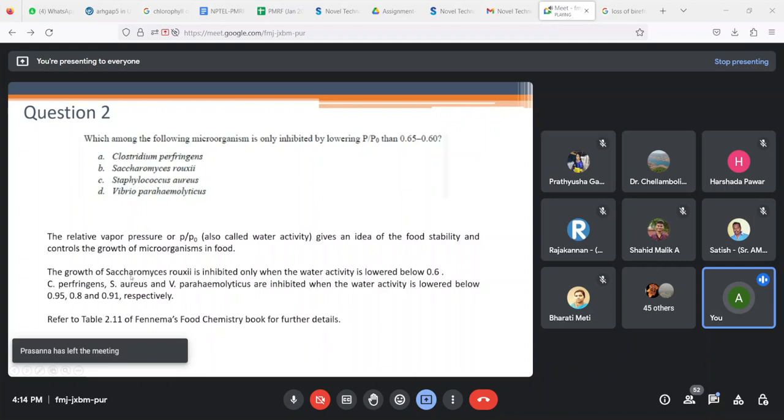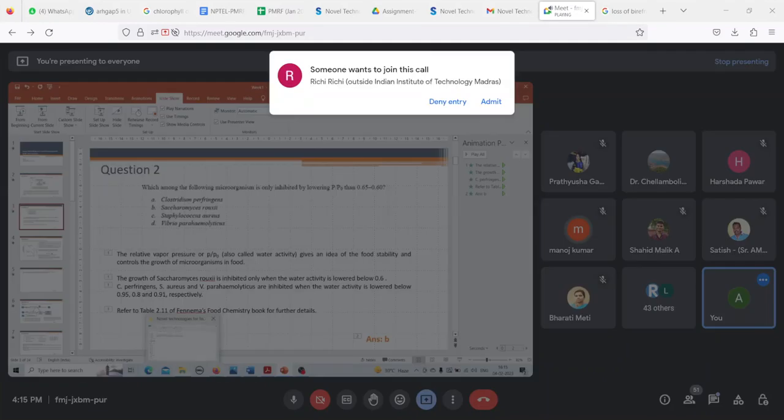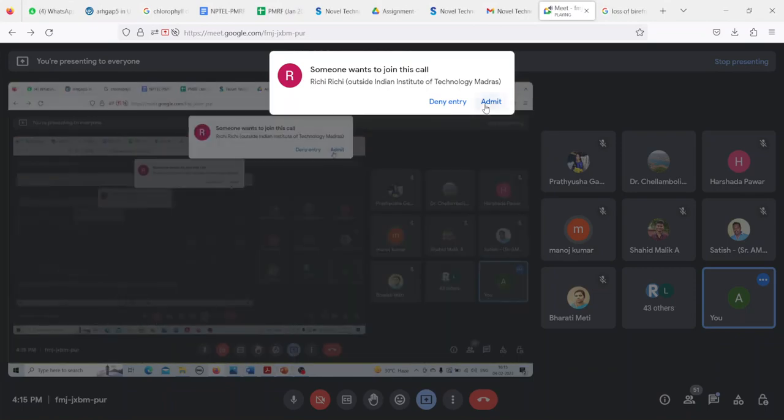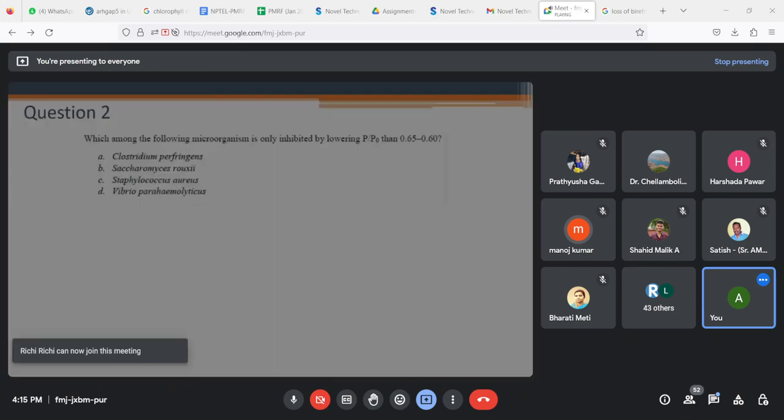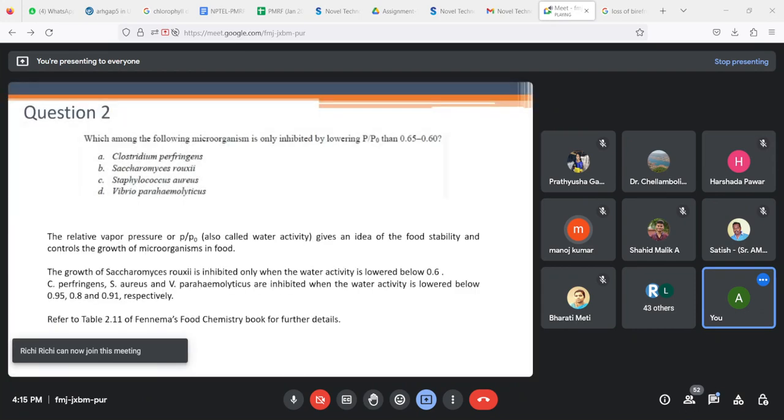So the growth of Saccharomyces rouxii, one of the organisms here, is inhibited only when the water activity is lowered below 0.6. Whereas the other organisms mentioned here, Clostridium, Staphylococcus and Vibrio, are inhibited when the water activity is lowered below 0.95, 0.8 and 0.91 respectively. So the lower the water activity, the lesser the chances of the microbes to survive. Hope this is clear as to how water activity is related to microbial growth.